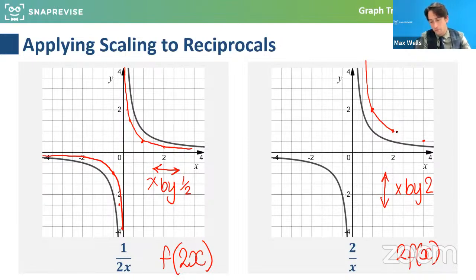The asymptotes will still actually be the same. They will still eventually tend to the axes. It's just the individual points that have got a little bit more stretched out.